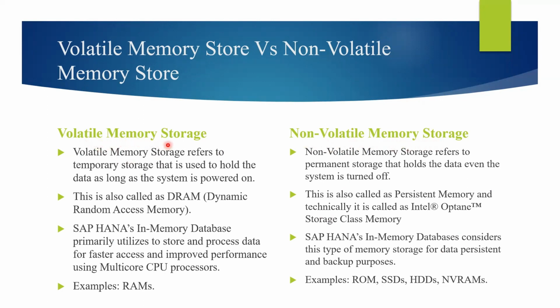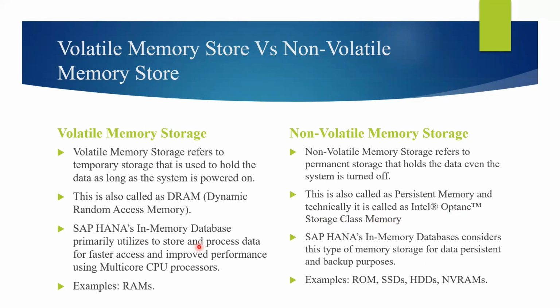As volatile memory storage is a temporary one, the data it is holding will remain as it is until the system is powered down. In case of any power fluctuations or any system shutdown, the data will be lost. But in case of non-volatile memory storage, as this is a permanent one, the data will be there even though the system is turned off. Volatile memory is also called DRAM, which stands for Dynamic Random Access Memory. And non-volatile memory storage is also called persistent memory, and technically it is called Intel Optane Storage Class Memory.